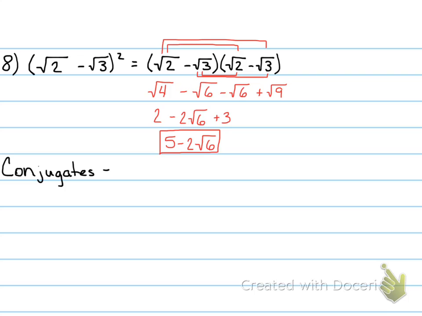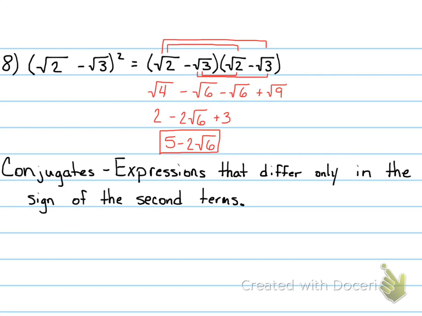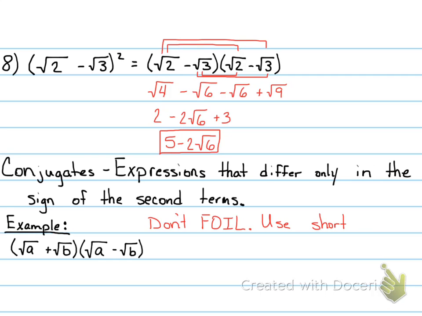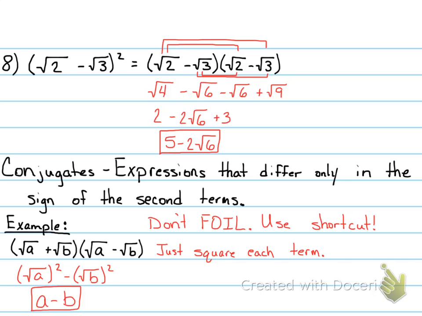Now, we need to talk about conjugates a little bit. A conjugate is expressions that differ only in the sign of the second terms. So, for example, it would be square root of a plus the square root of b in one quantity. The second quantity would be square root of a minus the square root of b. So the only difference is that plus and the minus in between both terms. Whenever we have this, I would not FOIL. I would use the shortcut that I'm about to tell you about. Whenever you would do this, you would just square each term. So with that square root of a, I would square it, and then I'd have minus the square root of b squared, which ends up just being a minus b.